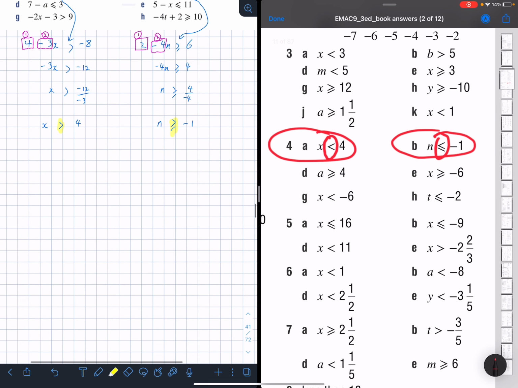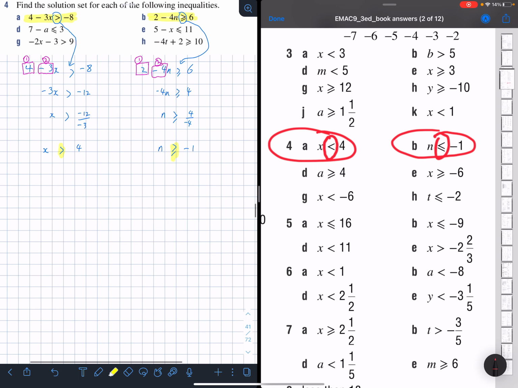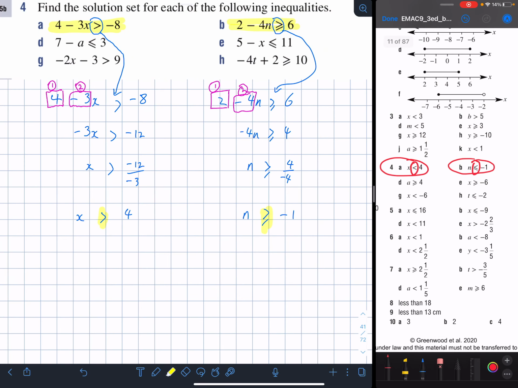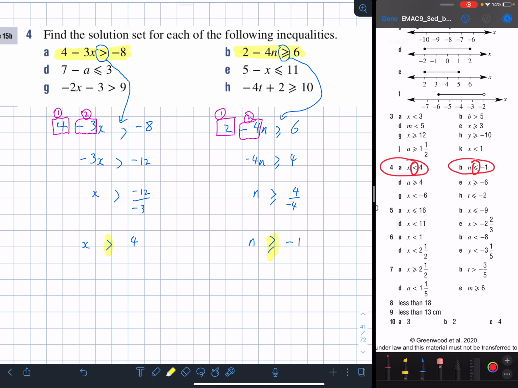And so in this video, we will go through all of the steps on how to make sure that we can get the correct sign. Okay, that's the purpose of this video. Let's go through, and we'll now look at solving question 4a and 4b.